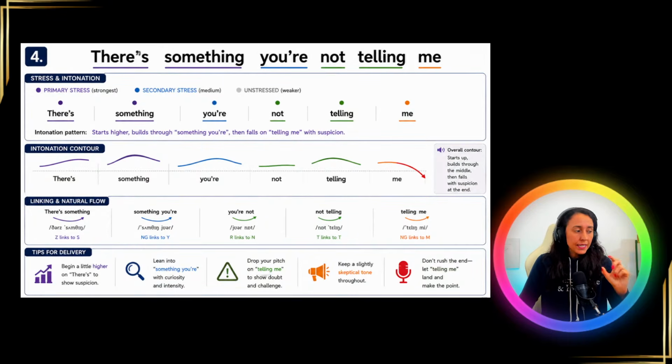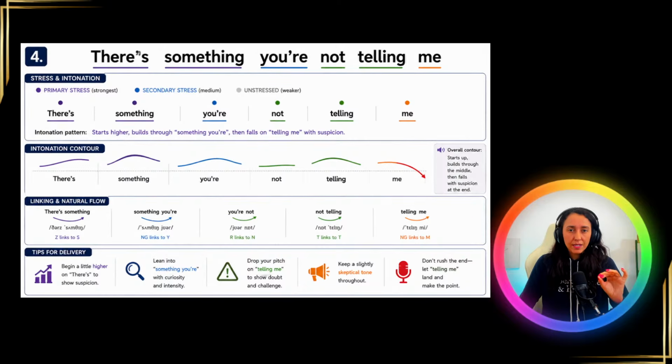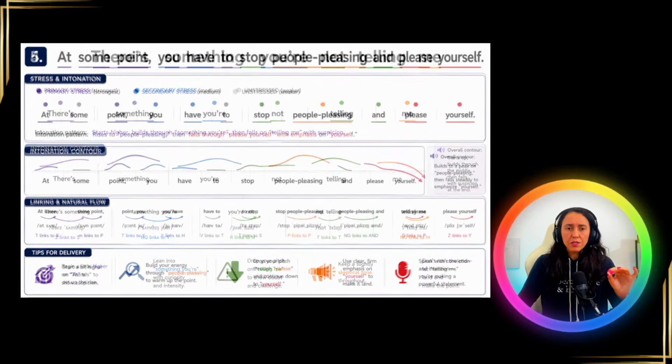But here, in this tone, there's a little bit more suspense. Okay, let's go again. There's something you're not telling me. There's something you're not telling me. There's something you're not telling me. You're not telling me. Okay? So that is a very important thing for you to notice. But now let's move on to number 5.